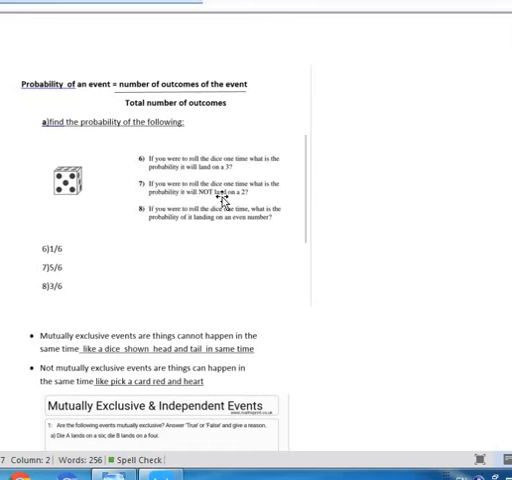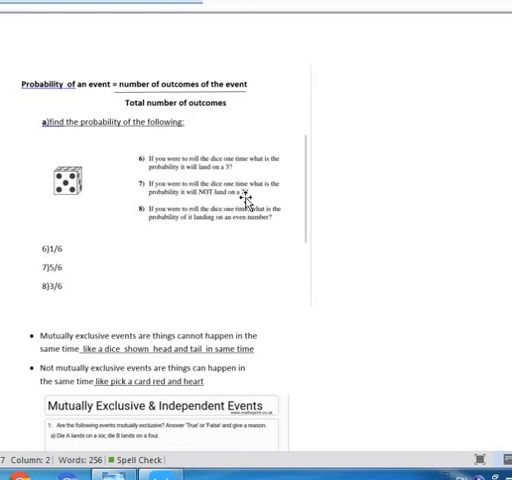If you were to roll the dice 1 time, what's the probability it will not land on a 2? Okay, what's the probability first of landing on 2? It's 1 over 6. What should I do now for not landing on 2? You're going to do 6 over 6, the total probability, minus what? Minus the probability of getting 2.